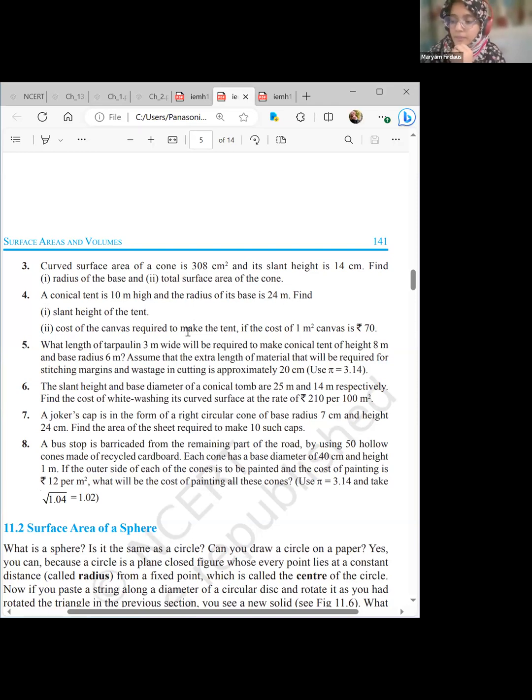Now, this is going to be a rectangle, right? If this rectangle is supposed to have 188.4 meter square area, then what will be the length of tarpaulin that we need? How will you find it? If I give you a rectangle and I tell you its area is 12 meters squared, and one of the sides is 3 meters, then what will be the length of the rectangle?